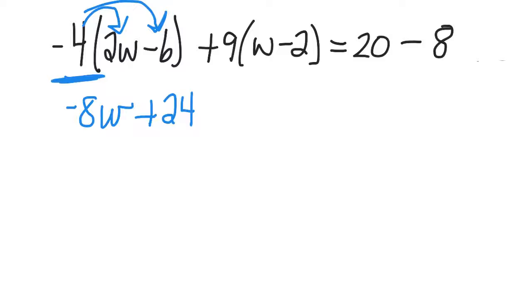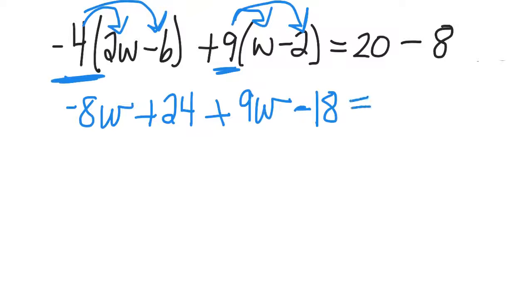So I need to do the same thing with 9 here, but 9 is not negative, so I don't have to worry about the negative signs here. So I'm just going to say 9 times w. Well, that's going to be just 9w. And 9 times negative 2. Well, 9 and 2 have different signs. 9's positive, 2 is negative. So 9 times 2 is 18, but since the signs are different, it's going to be a negative 18 equals 20 minus 8.